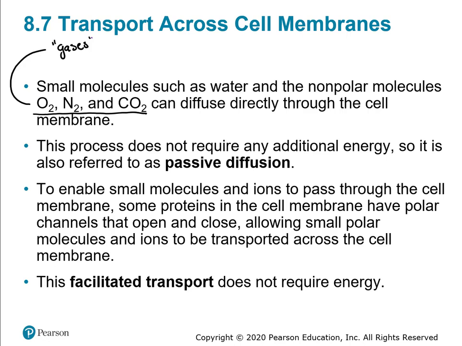Because they are, one, very small, and two, nonpolar, they can actually diffuse through the cell membrane directly into the cell. But they only move from high concentration to low concentration. They'd never move the opposite direction. So they call this simple diffusion, not passive. It's really simple diffusion because it doesn't need any help.